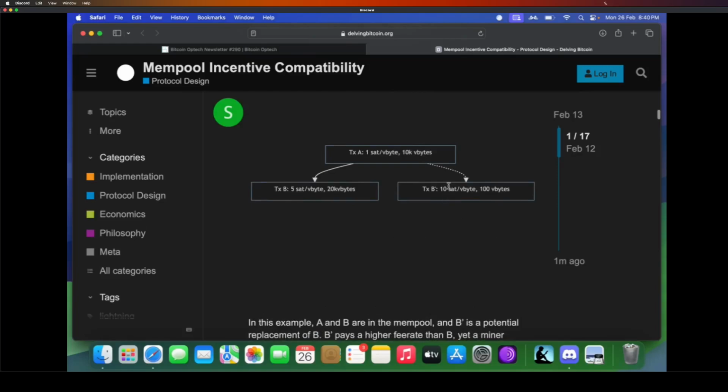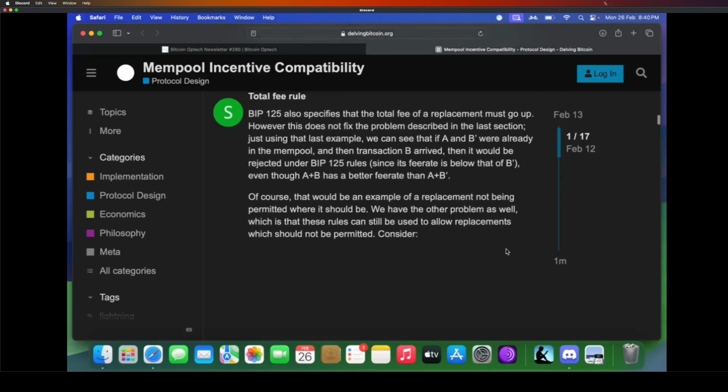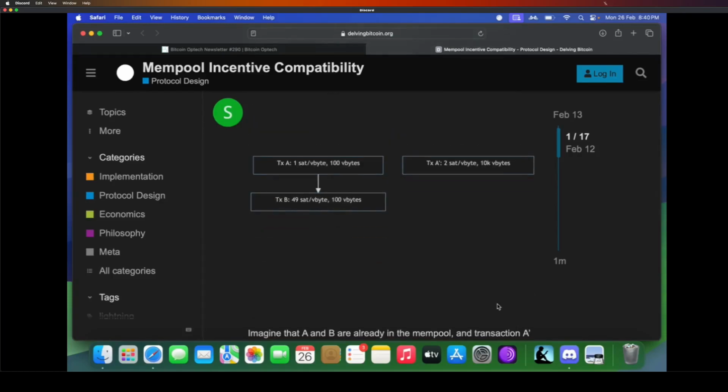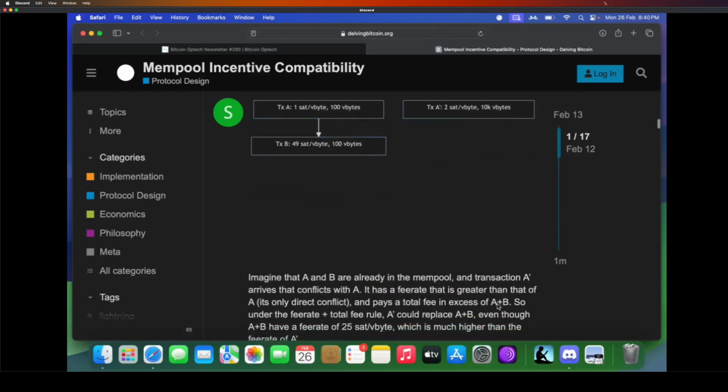So here B dash is paying a higher fee rate. It's paying 10 sats per virtual byte, and here B is paying 5 sats per virtual byte. So these two are conflicting transactions. However, the cumulative A plus B chunk will give you a greater absolute fee and a greater fee rate as compared to B dash. But the current algorithm will kick out B and retain B dash, whereas what is more profitable for the miner is A plus B, because this is 20 kilo virtual bytes and this is 100 virtual bytes. This is another situation where the current Bitcoin Core algorithm chooses a transaction which is less profitable for the miner. So he's just giving examples of how the current Bitcoin Core algorithm for including transactions in the mempool is deficient, and he says that it's a problem that is currently not solvable.